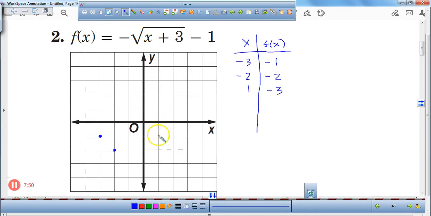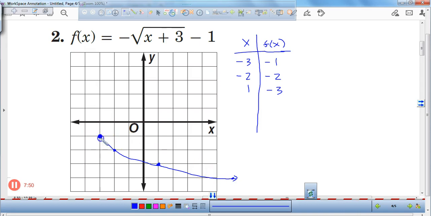So I'll plot it right here, 1, -3. And then I have to put a 6 right here because 6 plus 3 is 9. The square root of 9 is 3. And -3 minus 1 gets me all the way to -4. So I have to go all the way to 1, 2, 3, 4, 5, 6, and then go down 4, which puts me right about there. I'm kind of running out of room, but you're going to start right here. You're just going to make a graph as best as you can, right through there.